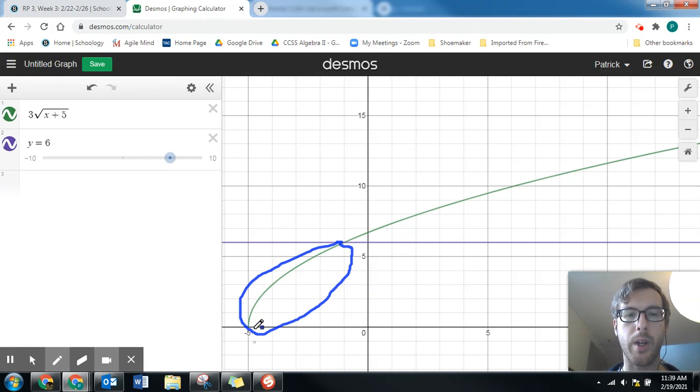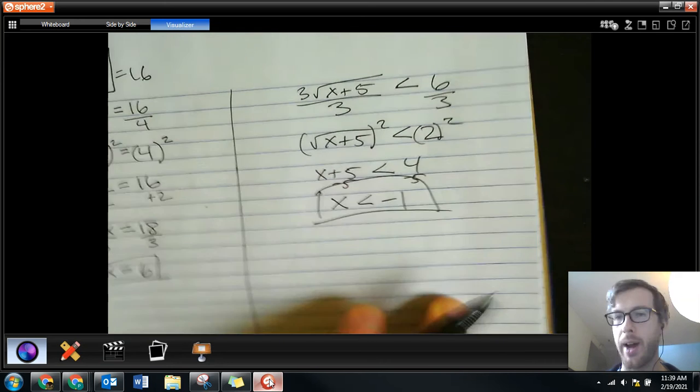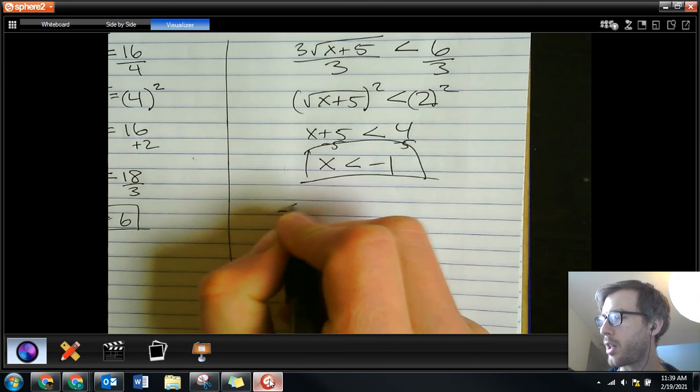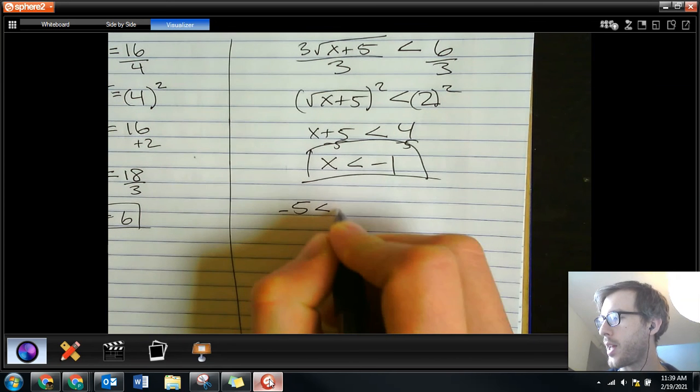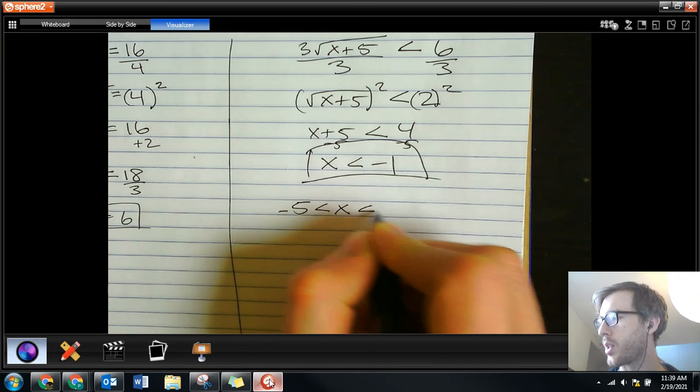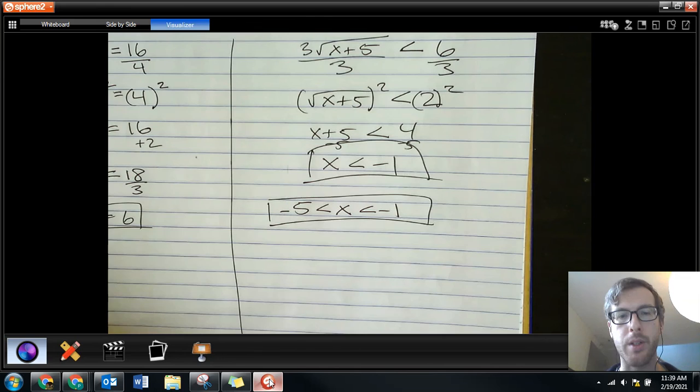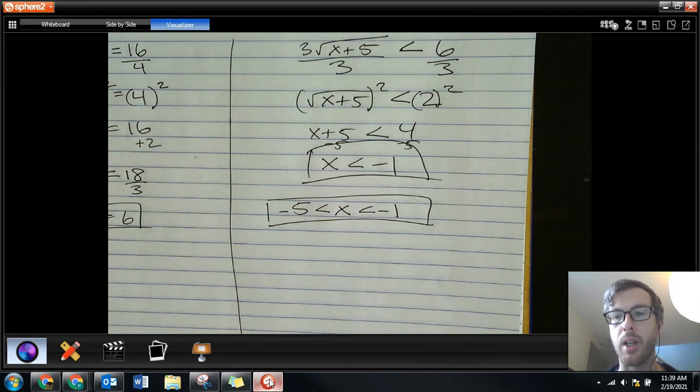Notice that here we can see that there's actually a lower bound. If we go past negative 5, that graph is undefined. There's nothing there. So we actually have to adjust our answer a little bit because there's both a starting point and an ending point to the range of values here. So after we've graphed this, we can see that an answer that makes more sense is negative 5 is less than x, which is less than negative 1, because there's both a starting point and an ending point to our answer.